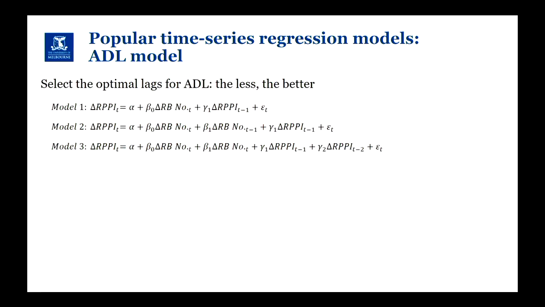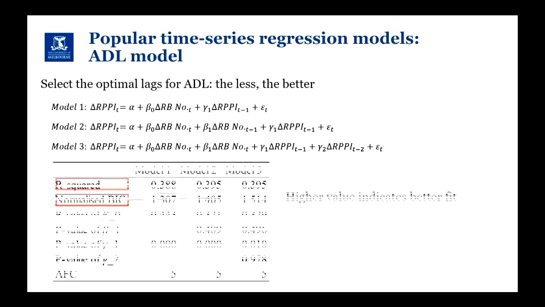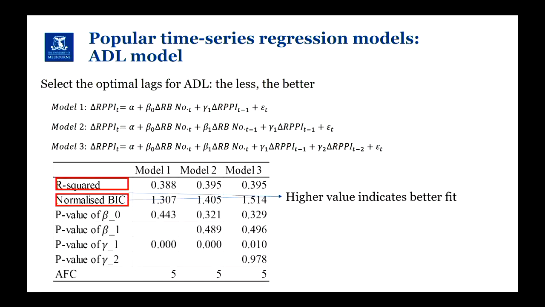And then in model 2, we include the lags in residential building and the lags in house price index. And we also run another model, model 3, where we include 2 lags for the house price index and 1 lag for the residential building. Then we run the models and summarize. Here in the table is just a summary of the statistics. What we should look into is the R square, which indicates the fit of the model.